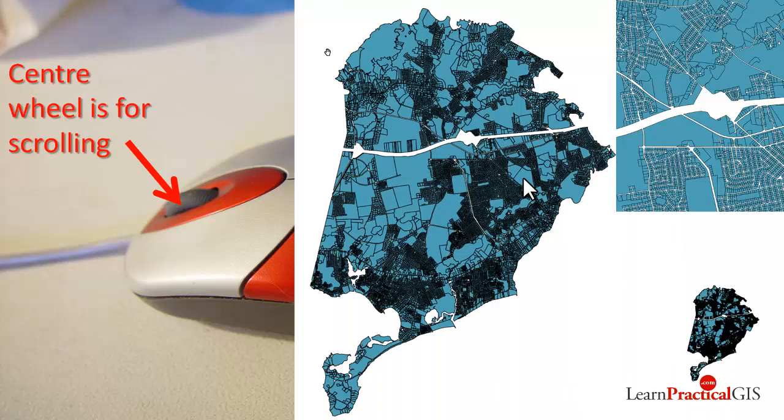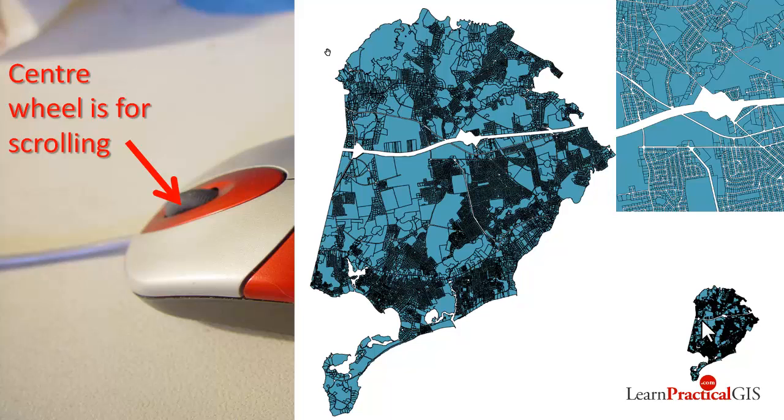So the middle wheel, a lot of mice have a little wheel in the middle. That is used for zooming in and zooming out. So this map here is the map that I started out with, this property map or land ownership map. When I zoom in by scrolling the mouse wheel, I get this, and I can also zoom out. I think it's backwards to zoom out and inwards to zoom in, but forgive me if I've got that wrong.